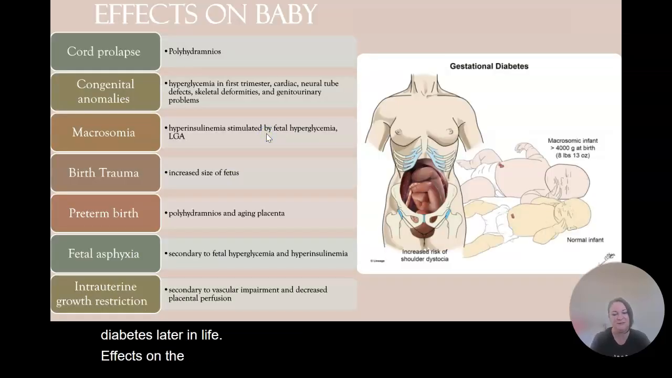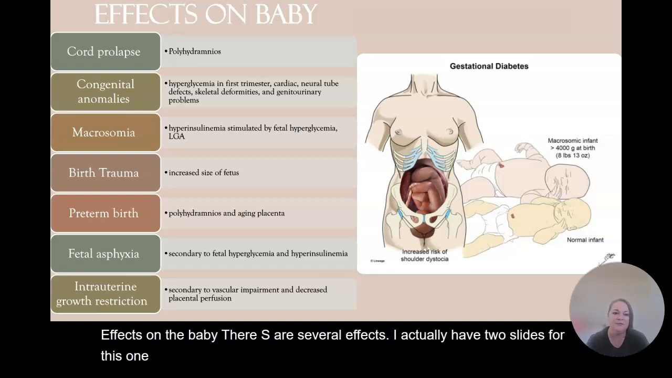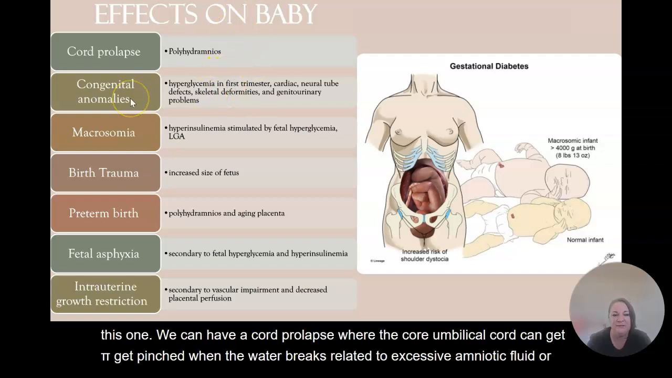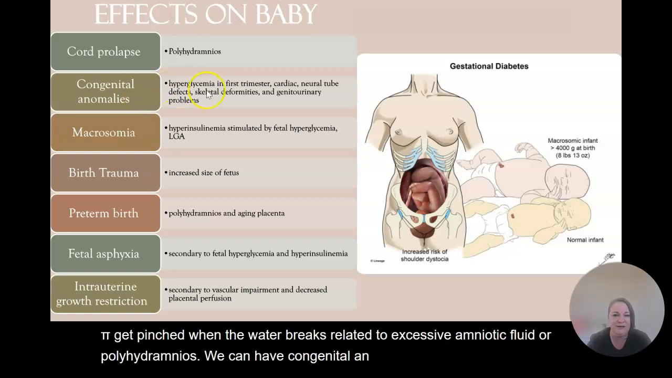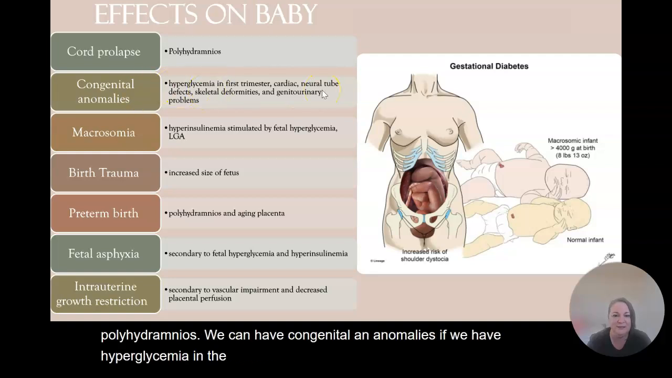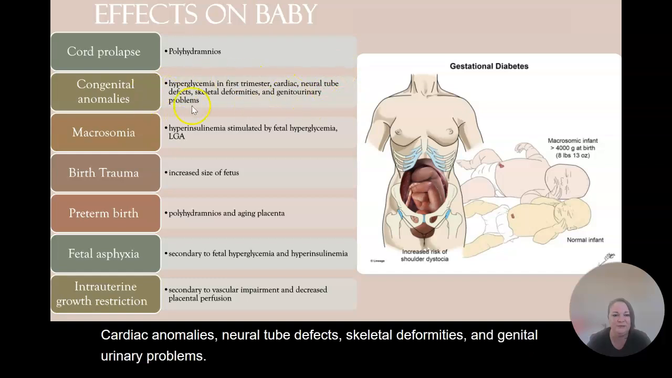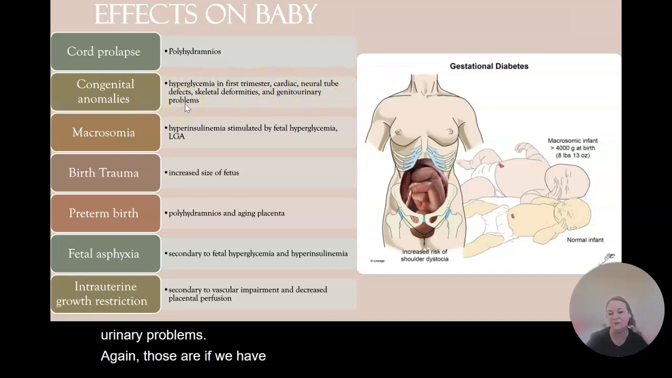Effects on the baby. There are several effects. I actually have 2 slides for this one. We can have a cord prolapse where the umbilical cord can get pinched when the water breaks related to excessive amniotic fluid or polyhydramnios. We can have congenital anomalies if we have hyperglycemia in the first trimester: cardiac anomalies, neural tube defects, skeletal deformities, and genitourinary problems. Again, those are if we have hyperglycemia in the first trimester when the fetus is developing.